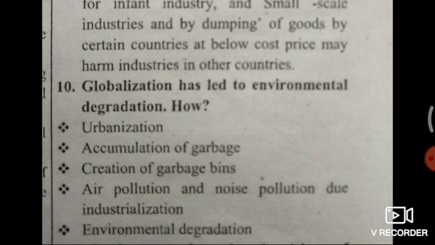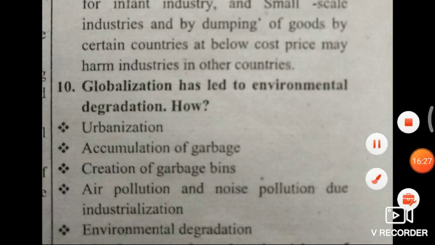Now, let's move on to another important question in this lesson: globalization has led to environmental degradation. How? How has globalization led to environmental degradation? Answer. One is urbanization. Second one is accumulation of garbage. Third one is creation of garbage bins. Fourth one is air pollution and noise pollution due to industrialization. And the last one is environmental degradation. So this is about how globalization has led to environmental degradation.